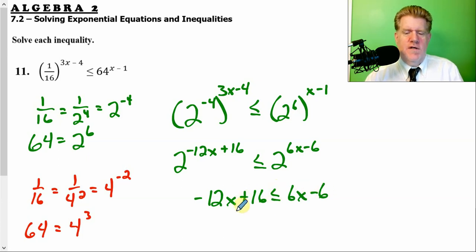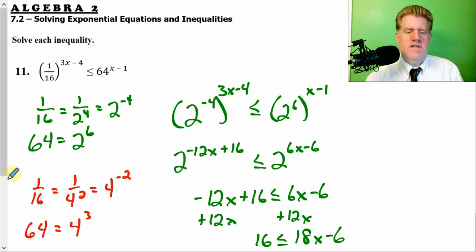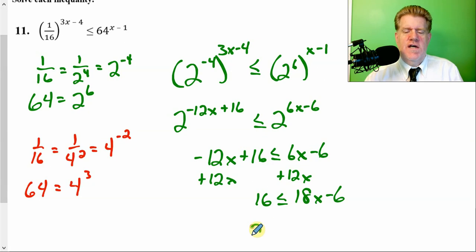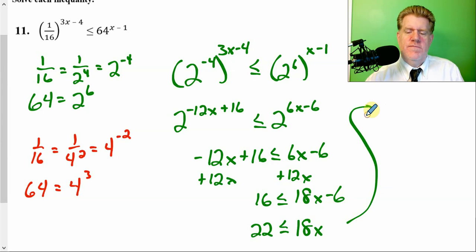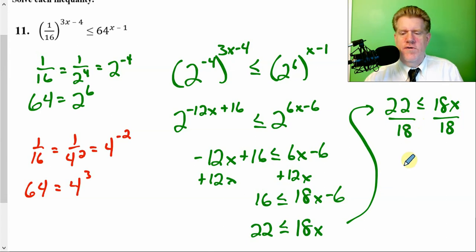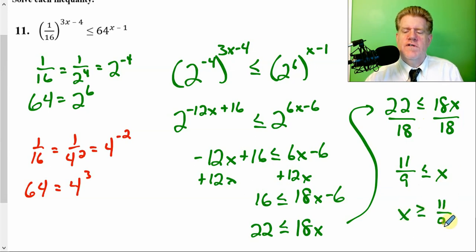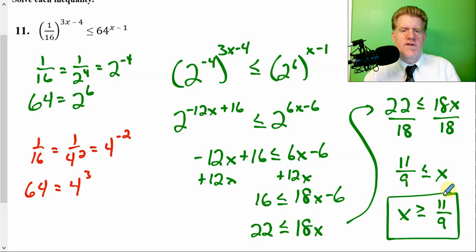All right, so I'm going to add 12x to both sides. So I get 16 is less than or equal to 18x minus 6. I add 6 to both sides. I get 22 is less than or equal to 18x. Zip that up here. Divide both sides by 18. They're both even numbers, so I can make it 11 over 9. And because we usually write the x first, we'll just flip it all around. So x is greater than or equal to 11 over 9.